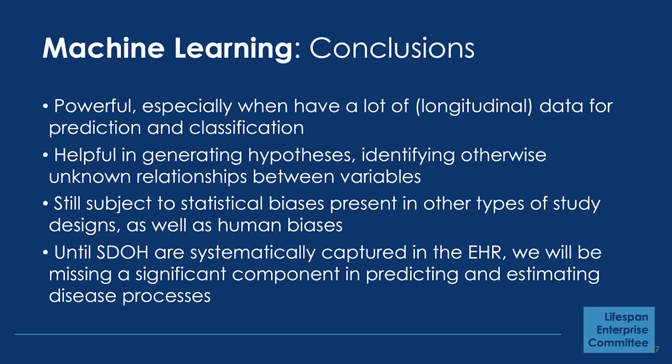To wrap up, machine learning is powerful, especially when we have a lot of longitudinal data for prediction and classification. And they're helpful for generating hypotheses, identifying otherwise unknown relationships between variables, and especially when we have different genetic and sociodemographic and clinical variables from the EHR. But they're still subject to statistical bias present in other types of study designs, as well as human biases. And then I'll also add that until social determinants of health are systematically captured in the EHR, we will be missing a significant component in predicting and estimating disease processes.